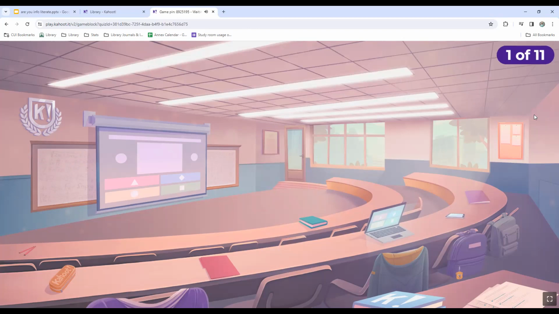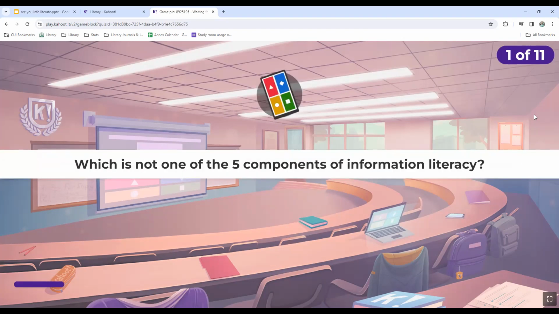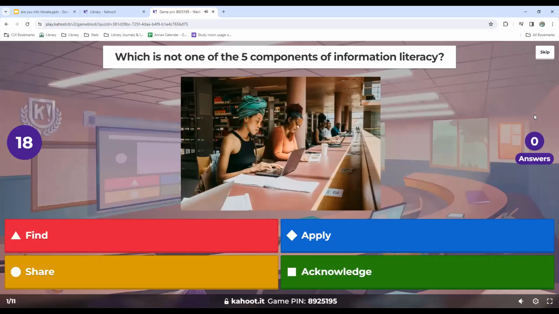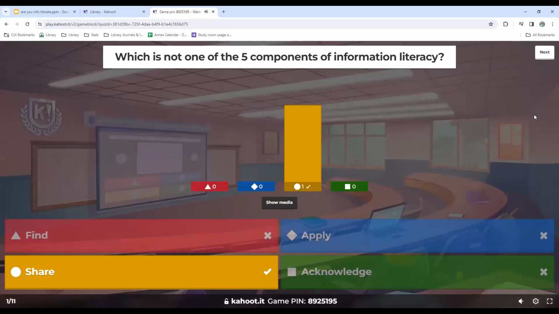So our first question is, which is not one of the 5 components of information literacy? Is it find, apply, share, or acknowledge? That is correct. Sharing is not officially one of the 5 components of information literacy.